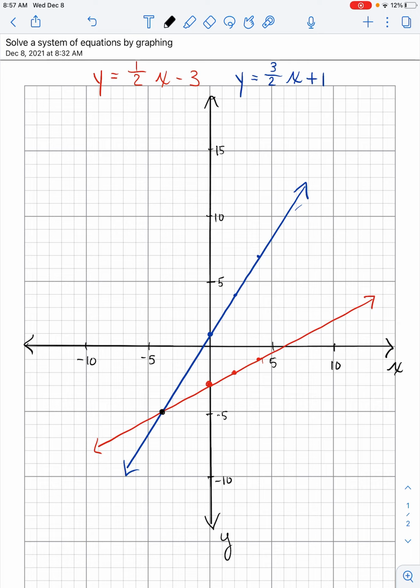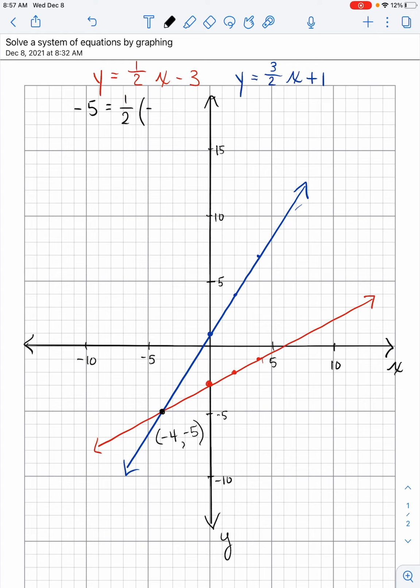And let's see if that's true. So first of all, what is that point? That point is at -4, -5. And so if we plug these values into both equations, we should get an equation that's true. That should be the solution to both of these. So let's substitute. So y here, -5, should equal 1/2 times -4 minus 3.